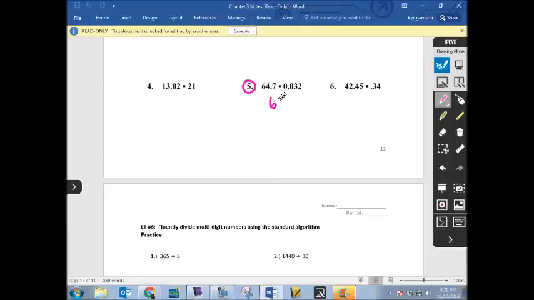Okay, again, this is going to be 647 times 32. Just get rid of the decimal. Make it real easy on yourself. 2 times 7 is 14. Carry 1. 2 times 4 is 8, plus 1 is 9. And then 2 times 6 is 12.